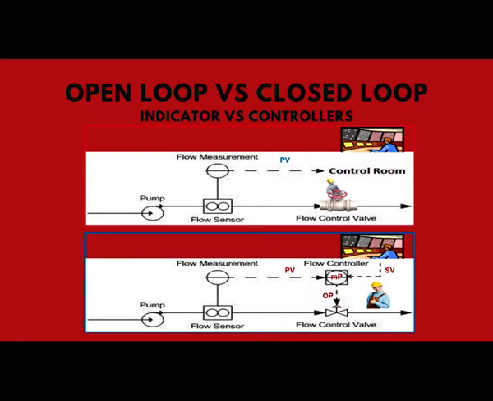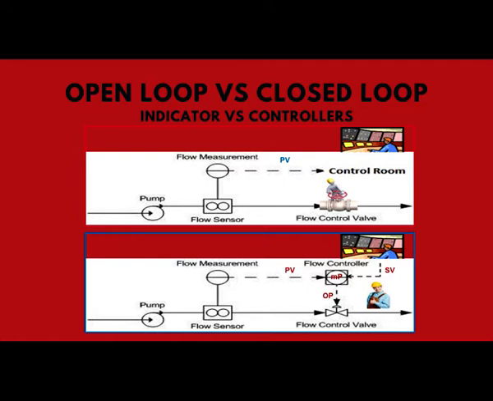Here the measurement is only coming in a one-way direction to the control room, and which is conveyed manually to the field operator. Now, let us see the second scenario where a little more complexity is added. Here also you have a flow sensor, and it is measuring the flow of the stream, and the process variable is not directly going to the control room. It goes through a process controller and finally reaches the control room operator.